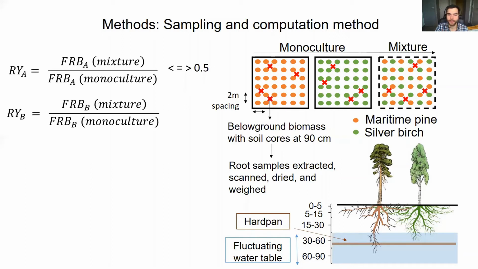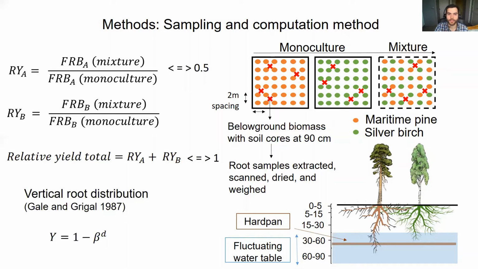This relative yield can further be calculated for the whole community by summing the two relative yields of the two species, resulting in a relative yield total. The reference value for the relative yield total, similar to relative yield, was 1.